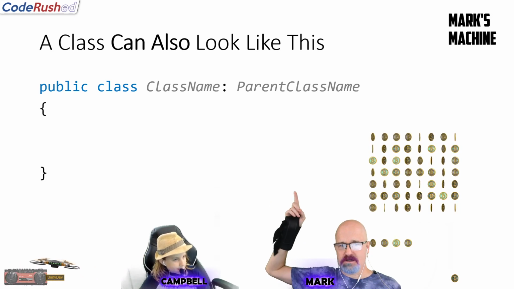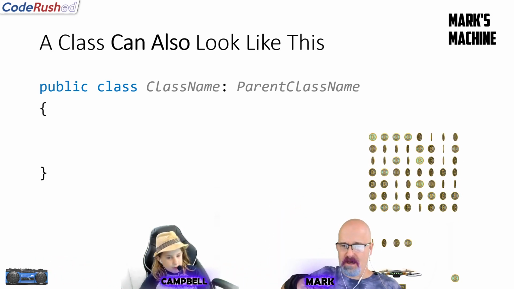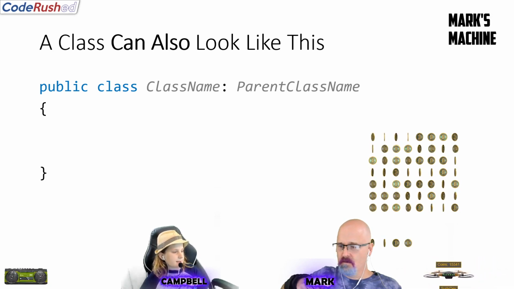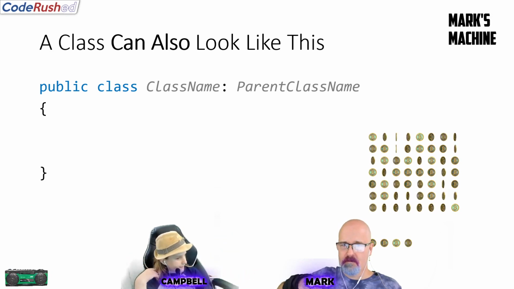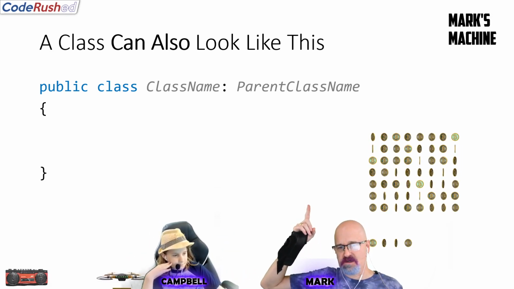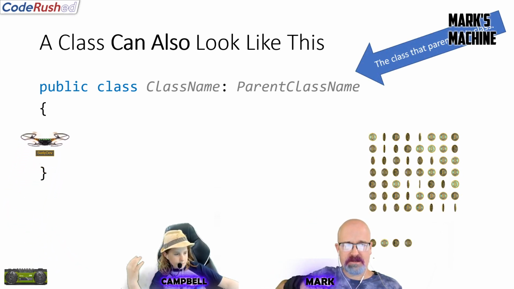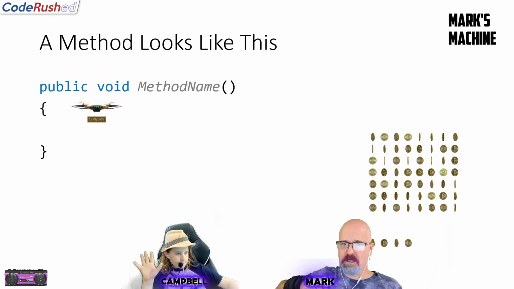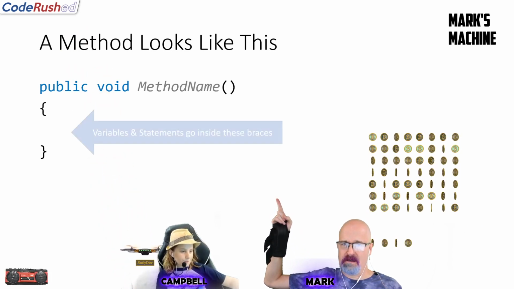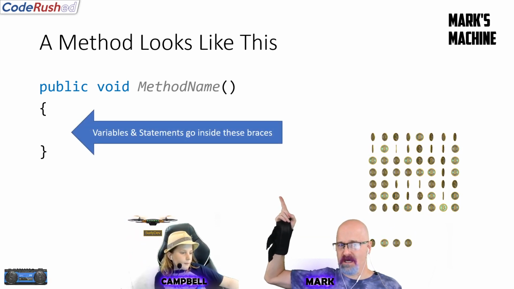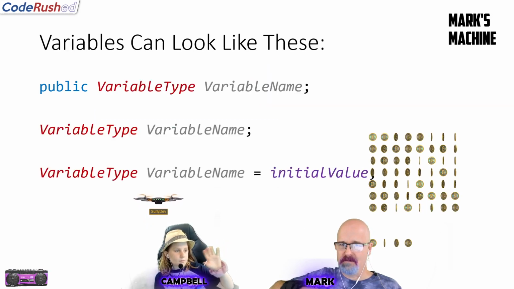Lots of braces. Class can also look like this when it descends from some sort of parent class. When we create a new script, it's the public class name, and then MonoBehaviour in Unity at least. MonoBehaviour is the ancestor class when we are working with Unity. That's the class that parents the class. Method looks like this. The way you identify a method is those parens right there after the method name. Sometimes those parens might have something inside them, but it's those parens. They tell you it's a method.